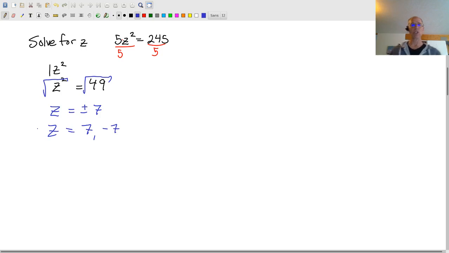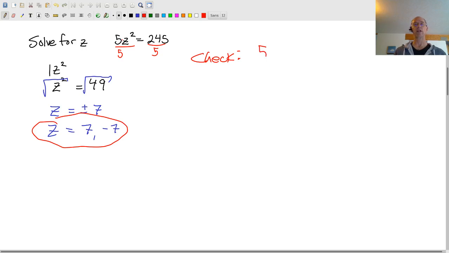Now we should really check. So I think I have an answer. I'm going to circle it. I need to make sure it's true. Check. To check, you always plug back into the original equation. So I want to go into my 5z squared. I'll replace the z with a parentheses. And then I want to see if 7 is an answer.